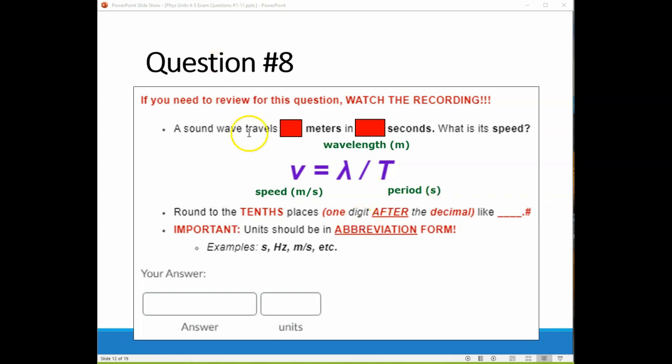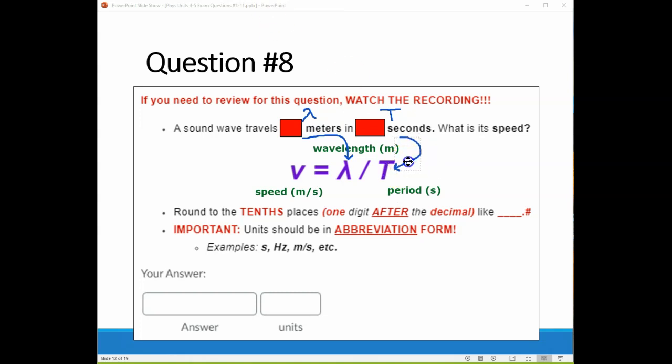All right, so taking a look here, I have a sound wave travels blank meters in blank seconds. What is its speed? Again, don't forget that everybody will have different numbers here and we'll have a different question, okay? So blank meters, remember meters is our unit for wavelength. So I should know that this is going to be my wavelength. So this number should get plugged into the first spot here. And then in blank seconds, remember seconds is my unit for period or time. And so that should get plugged into the second part of my equation right here.